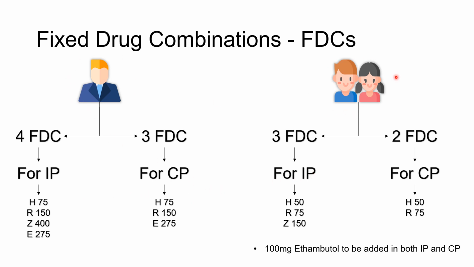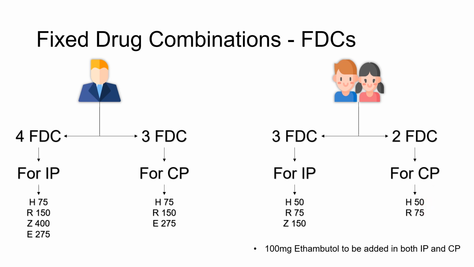But pediatric FDC is slightly different. First thing that you need to remember is pediatric FDC doesn't contain ethambutol. Ethambutol has to be taken separately. That is 100 milligram. So removing ethambutol, what else remains in the initial phase? HRZE minus E, that means HRZ, and continuation phase HRE minus E, that is HR. So for pediatrics, 3 FDC is available for initiation phase and 2 FDC is available for continuation phase. For initiation phase it is HRZ and the doses are obviously slightly lower, 50, 75 and 150, and for continuation phase it is 50, 75.